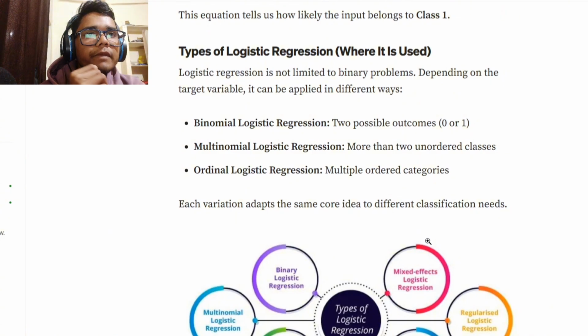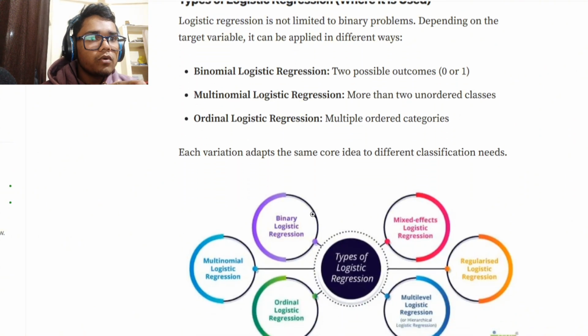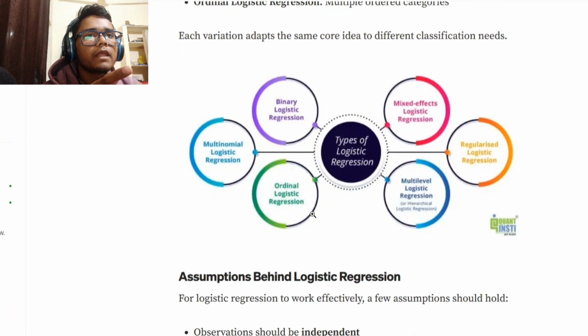Let's see the types of logistic regression. Logistic regression is not limited to binary problems. Depending on the target variable, it can be applied in different ways. First one is binomial logistic regression, with two possible outcomes, 0 or 1. Next one is multinomial logistic regression, with more than two unordered classes. Third one is ordinal logistic regression. It uses multiple ordered categories. Each variation adapts the same core idea to different classification needs.